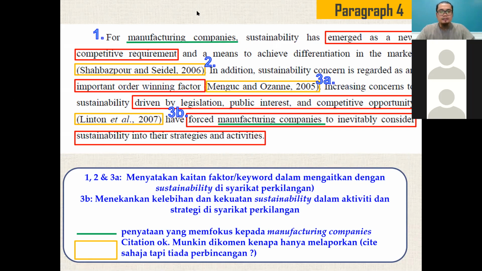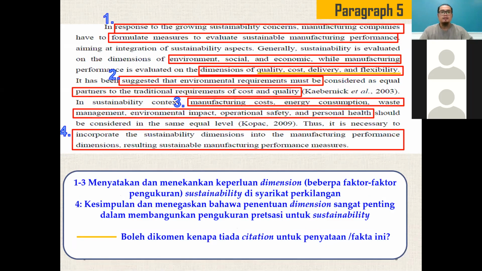Okay, we go to the 5th paragraph. In response to the growing sustainability concern, manufacturing companies have to formulate measures to evaluate sustainable manufacturing performance, aiming to integrate sustainability aspects. Generally, sustainability is evaluated on the dimensions of environmental, social, and economy, while manufacturing performance is evaluated on the dimensions of quality, cost, delivery, and flexibility.